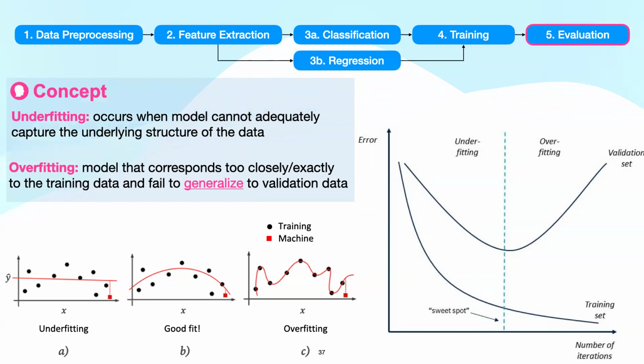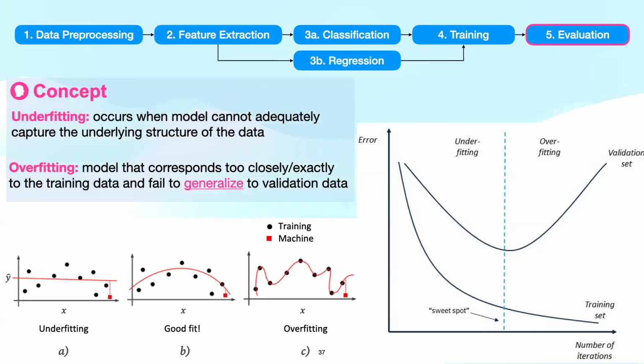So the first concept I will discuss is underfitting versus overfitting. Underfitting occurs when your model cannot adequately capture the underlying structure of the data. For example, if you're fitting a model to these black dots, an underfitting case would be fitting a red line to your data. You can see it doesn't really capture the little trend that's happening in your data, right? So this is the underfitting case.